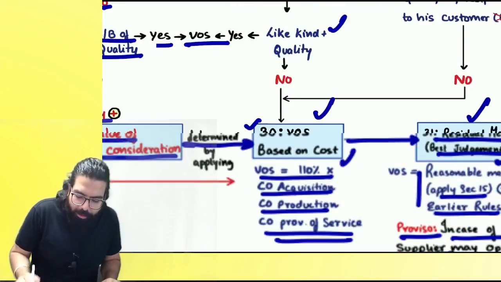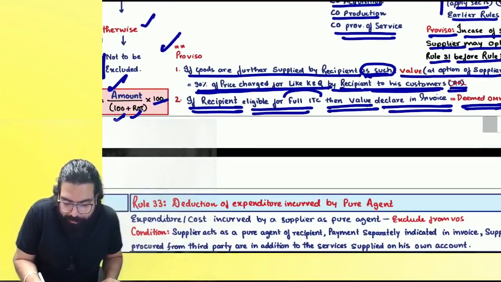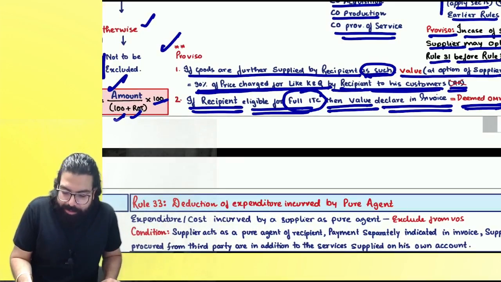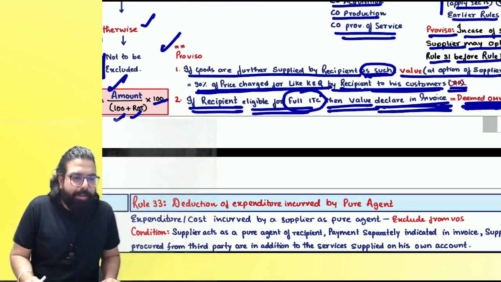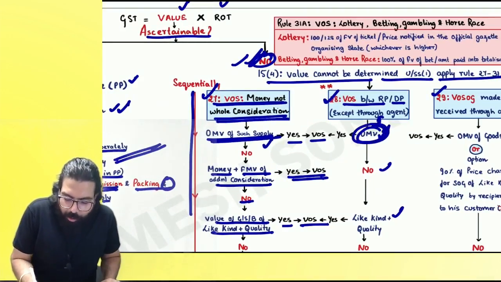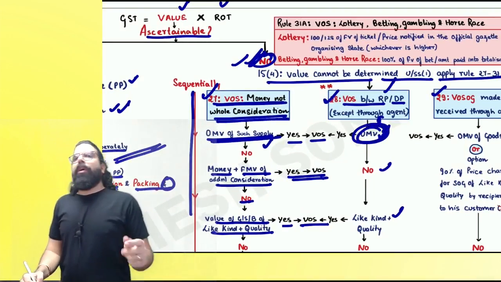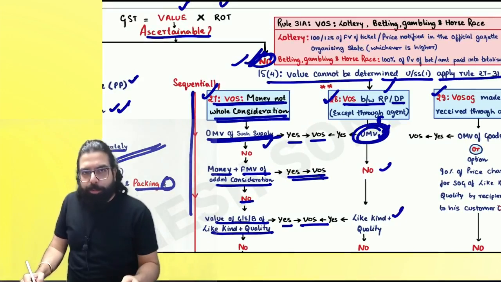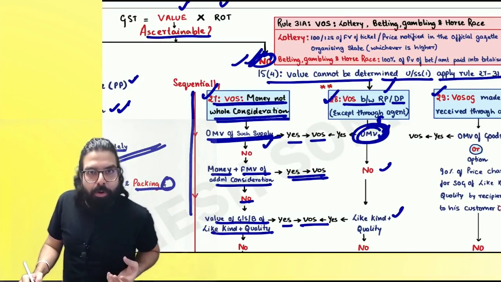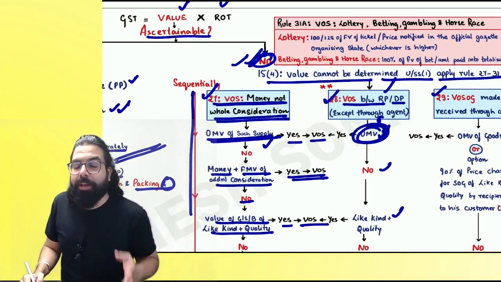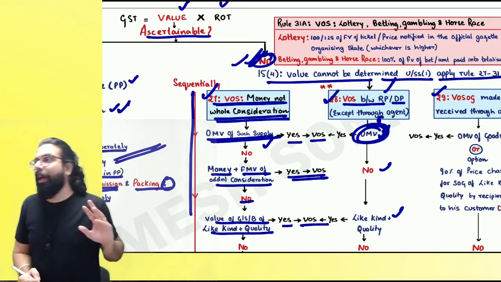So they are telling over here that if your recipient is eligible for full ITC, then the value declared in the invoice can be deemed as the open market value, and open market value will become the value of supply. Now, people who go home today or people who are sitting at home, practice question answers, and the concept will get locked. Can I go ahead, everyone?